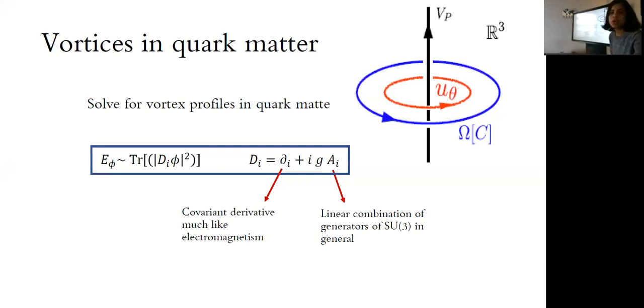Okay, so here are vortices in quark matter. The picture is the same as I showed you before. So I'm going to solve for vortex profiles in quark matter. So again, I have to write the energy density for the quark matter superfluid, and it's the diquark object that makes an appearance. I have to take a covariant derivative of this diquark operator, mod square, and then take a trace. I have to take a trace because phi is a matrix. And this A field is now a linear combination of the SU(3) gauge fields.